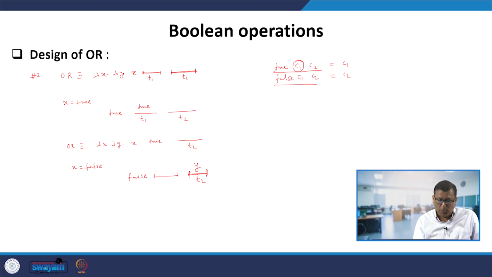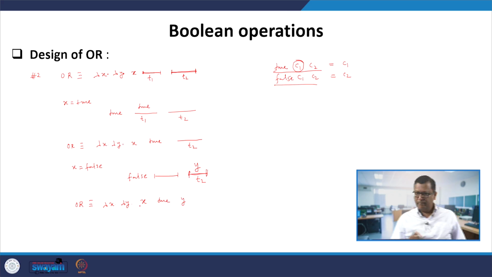If we put these 2 things together, what we have got is our OR as lambda x dot lambda y, x true y. So evaluating, if x is true, it will be true, true, y, and the answer is true.